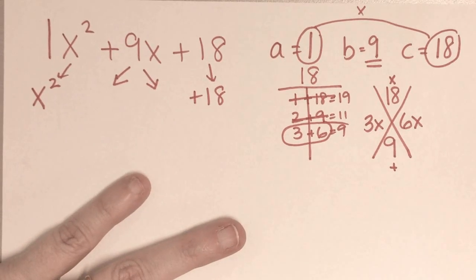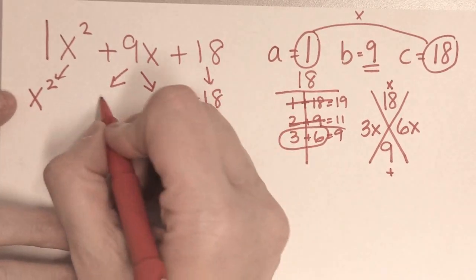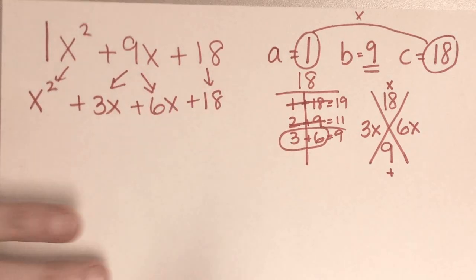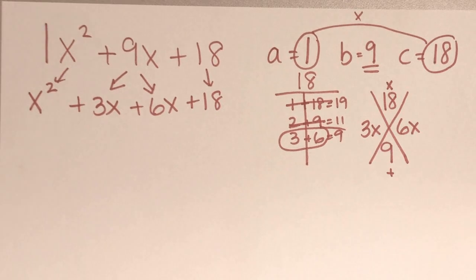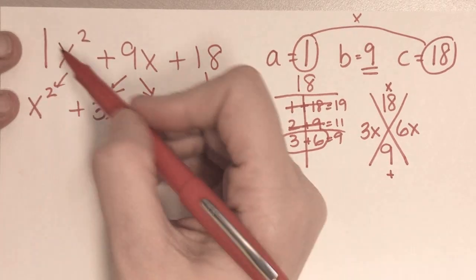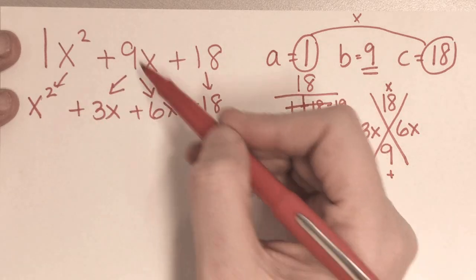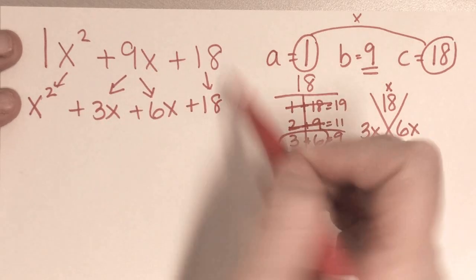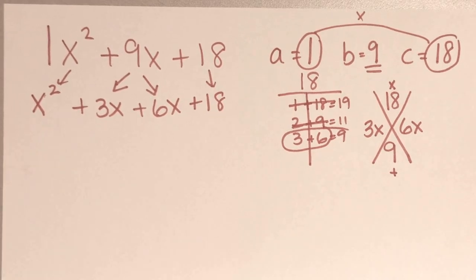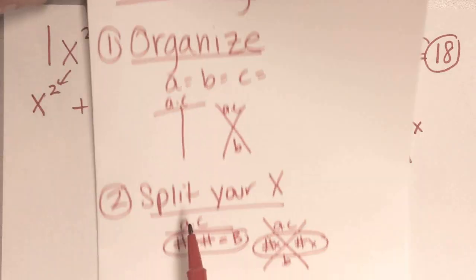That's what I'm splitting my 9x into. I'm splitting it into positive 3x and positive 6x. Okay? These two expressions are equivalent because x squared plus 3x plus 6x plus 18 is x squared plus 9x plus 18. I have equivalent expressions. All I've done is split my x so that I can actually do my factoring. That's step two, which is split your x.